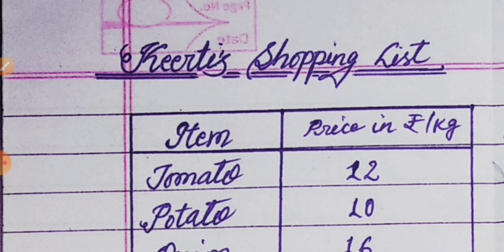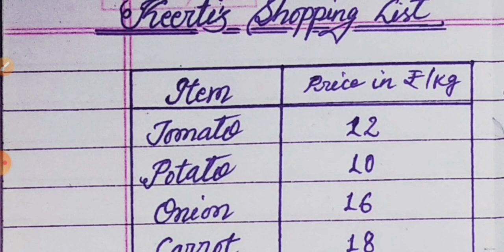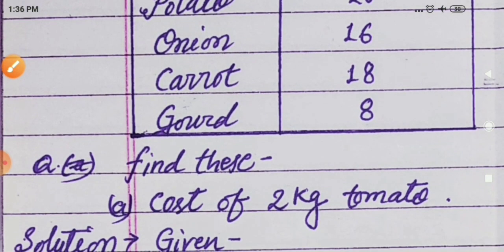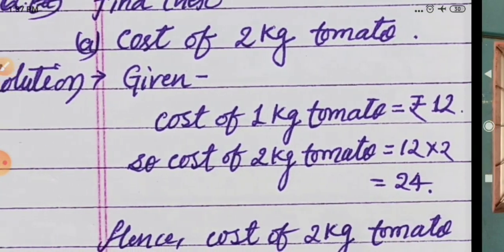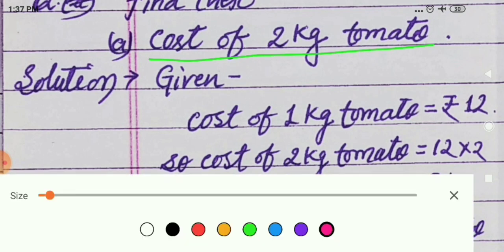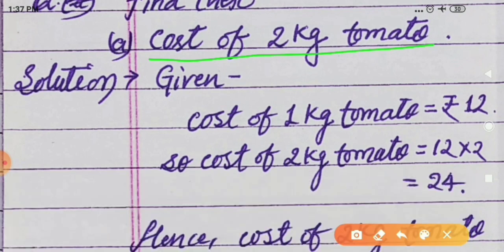So now come to Kirti's shopping list. You have properly studied this table, which is a shopping list. Tomatoes, potatoes, onion, carrot, you have known the rate. Okay, now come to the next. The first question was: find the cost of 2 kilogram of tomato. So here we have the question. You can see I have the question here and the solution in your notebook, how you will make solutions for all this. So here is the solution and step by step you will note it down in your notebook.